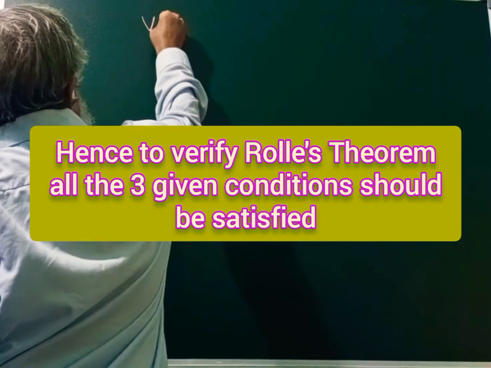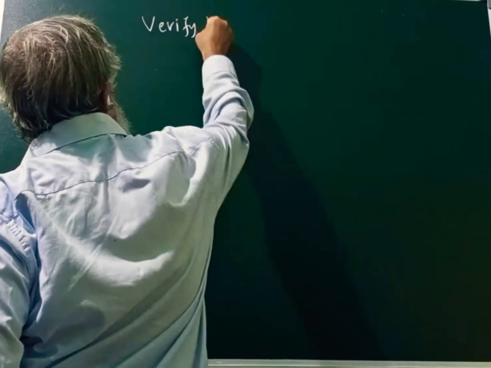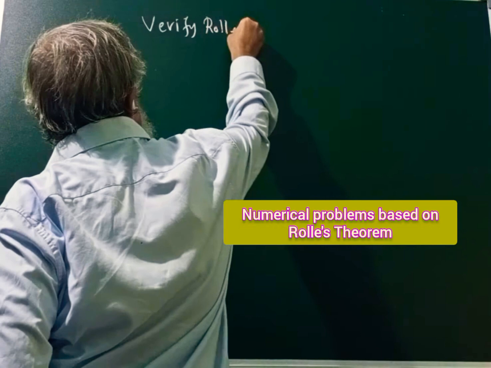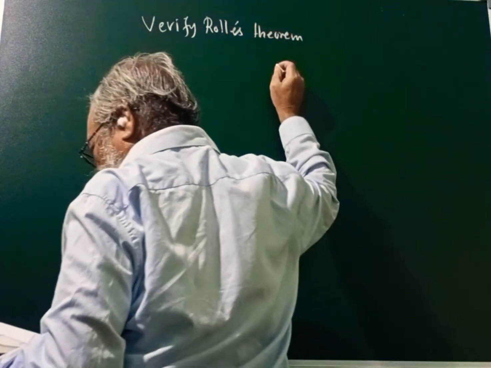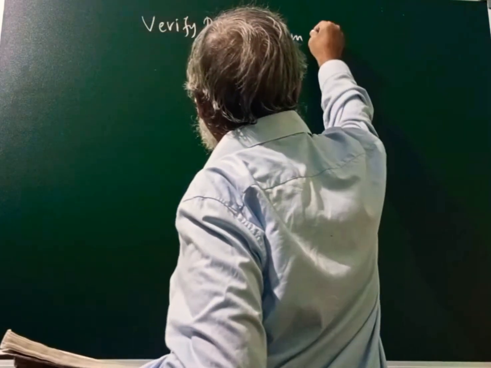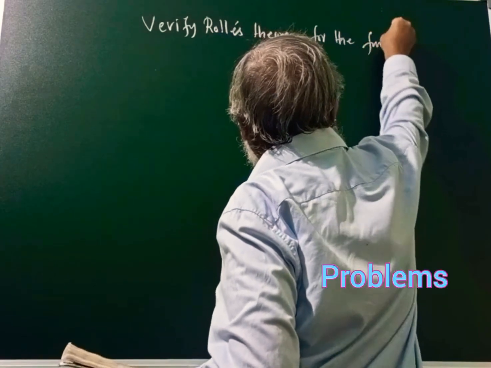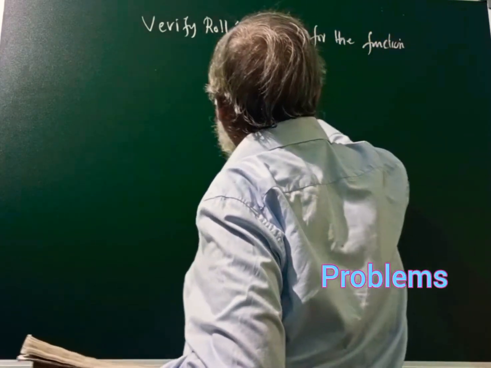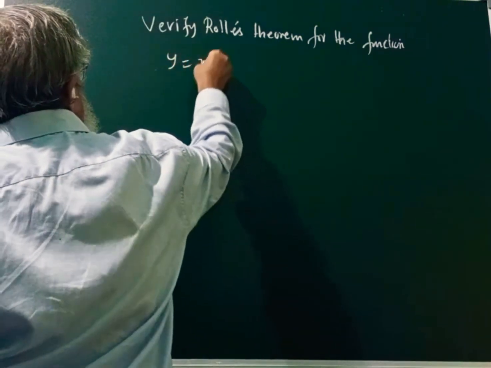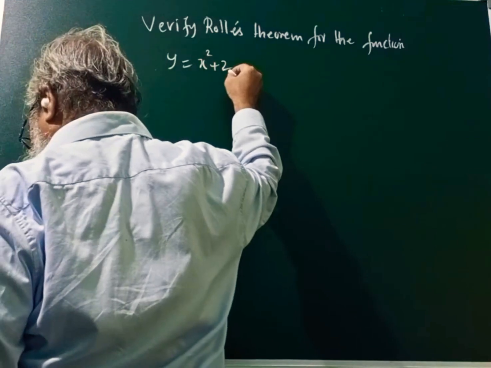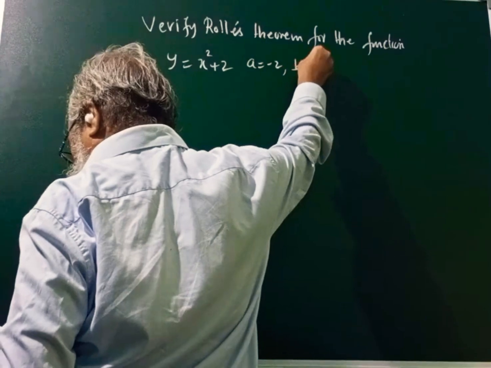Verify Rolle's theorem. Verify Rolle's theorem for the function f(x) equal to x square plus 2, where a is equal to minus 2, b is equal to 2.